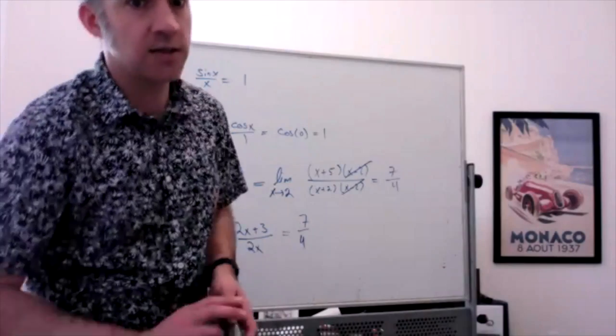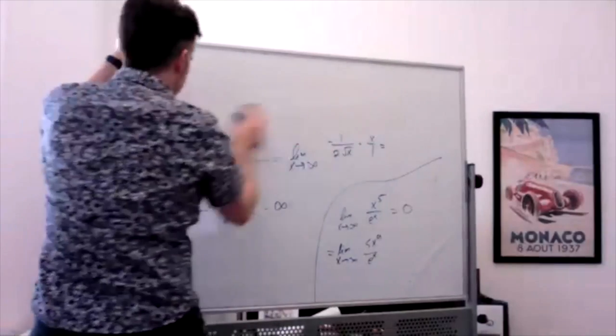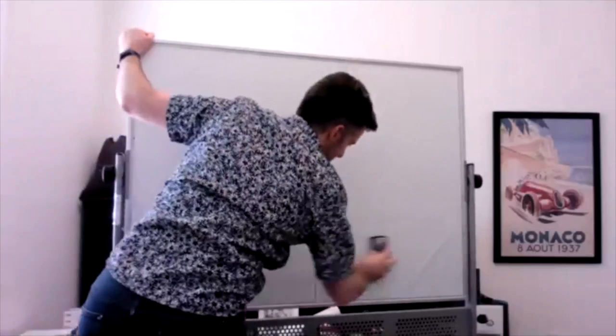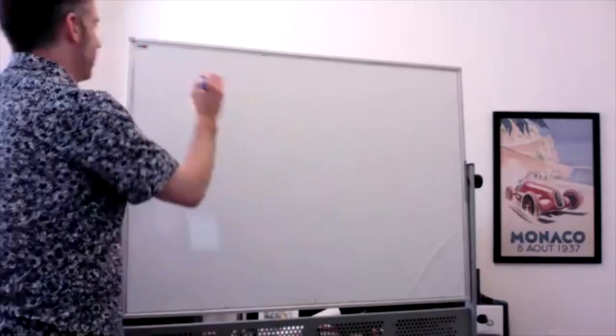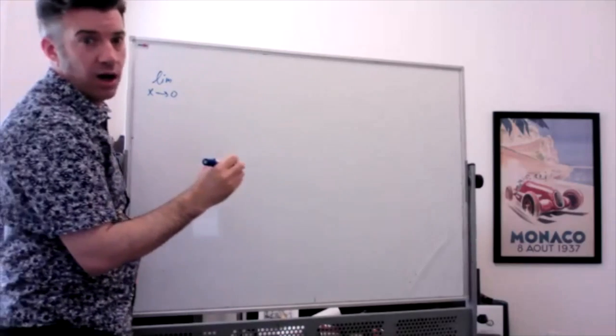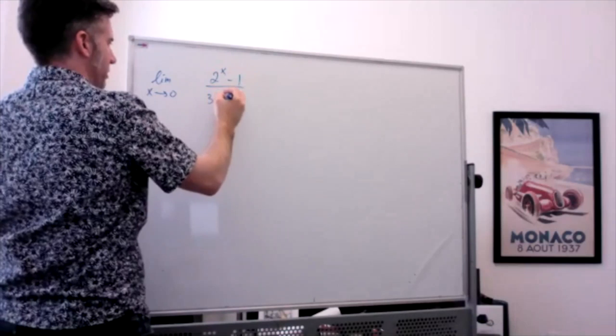Let's look at a few more examples, and then we should get back to talking about these special probability density functions. Okay, so let's look at one more. Let's look at the limit as x goes to 0 of 2 to the x minus 1 over 3 to the x minus 1.